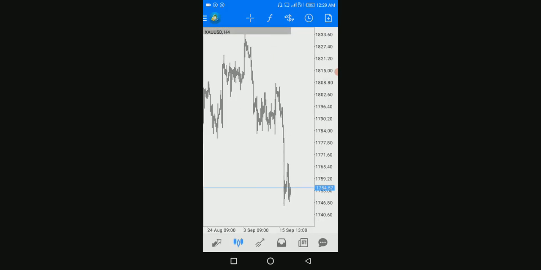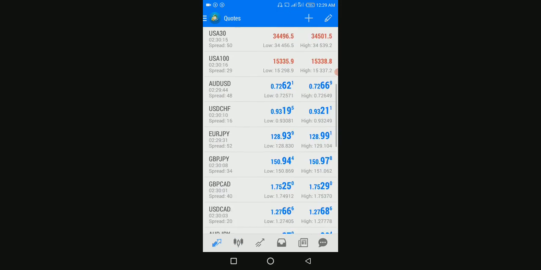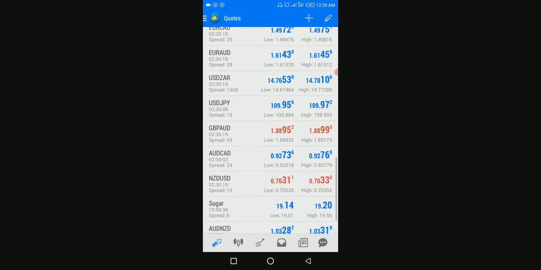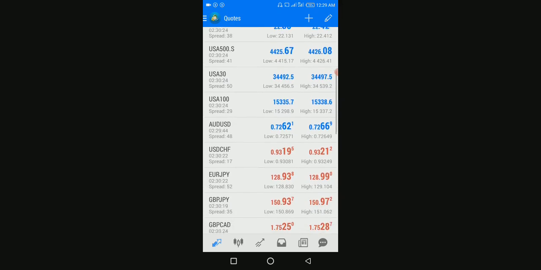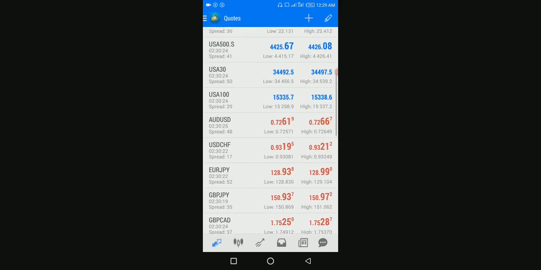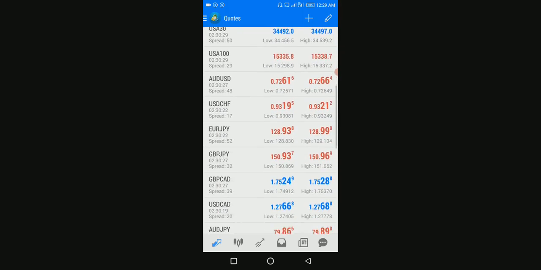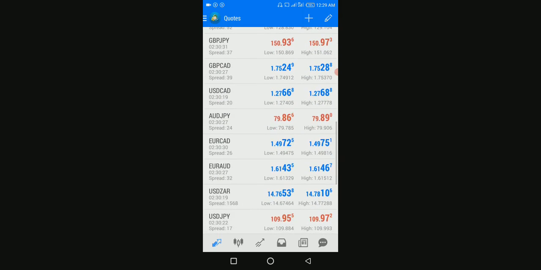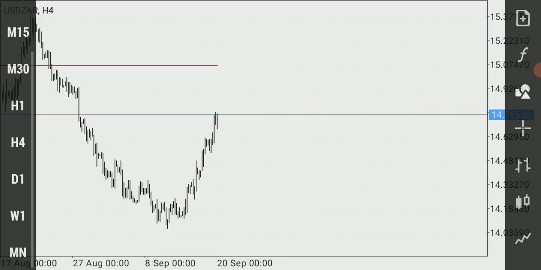And then let's see the USR. I don't think I will have USR on this. Okay, yeah. So this is the USR.